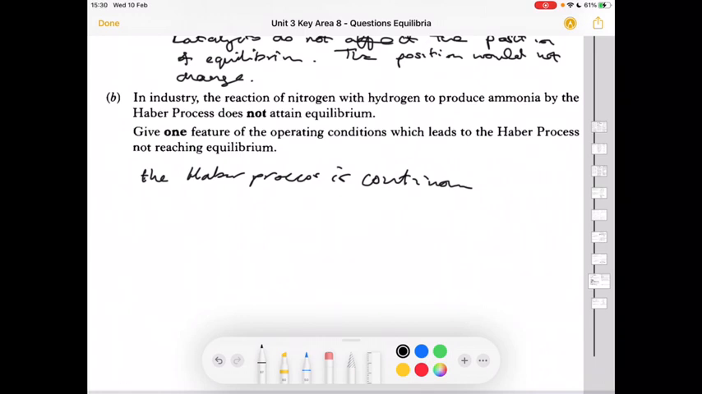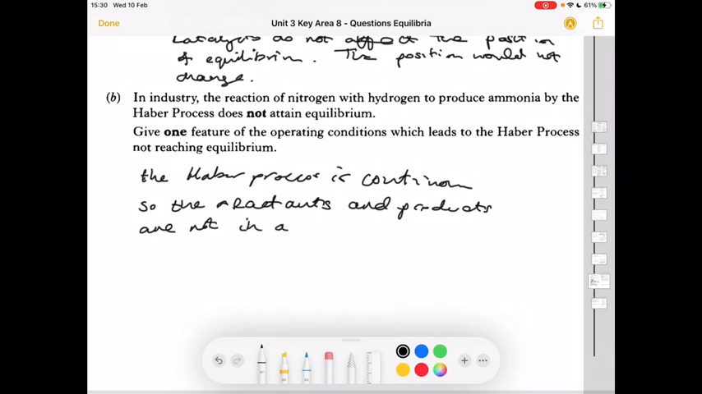That's what I would say. It's continuous, so the reactants and products are not in contact for long enough.